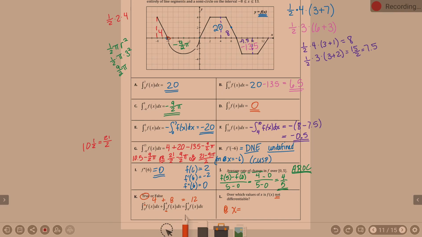Not because it touches the x-axis. Then cross? No, because this one isn't differentiable, and it's not because it's at the x-axis. It's because it's a line and a circle, and that's not a flowing point, so to speak. So could we do like 0 and 2?